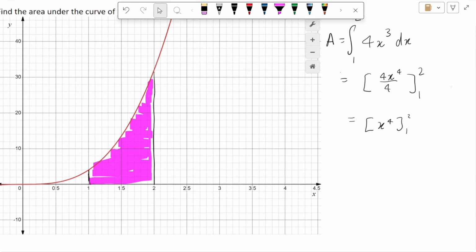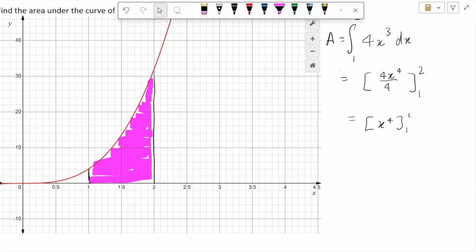And then what we do is we plug in the top number. So that's 2 to the 4. Take away, and then we plug in the bottom number. So you get 1 to the 4. So that's 16 take 1, which is 15. Square units. That's the area.